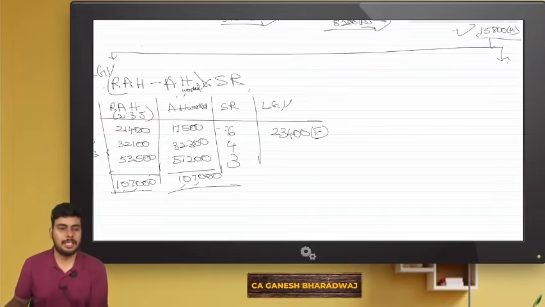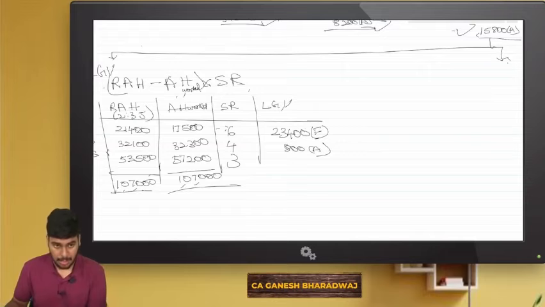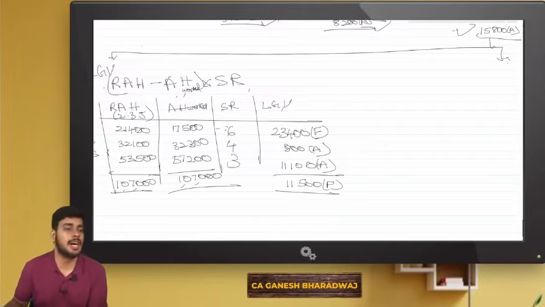Right. Next, 32,100 minus 32,300 into 4. How much is that? 800. Adverse, favorable? Adverse. Next, 53,500 minus 57,200 into 3. 11,100. Adverse or favorable? Adverse. Net of it is adverse or favorable? Net is favorable only. How much? 11,500 favorable. Are you getting this?